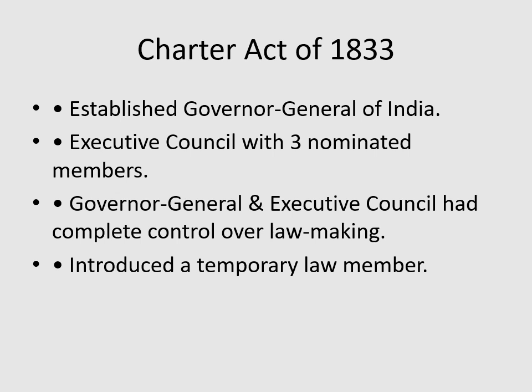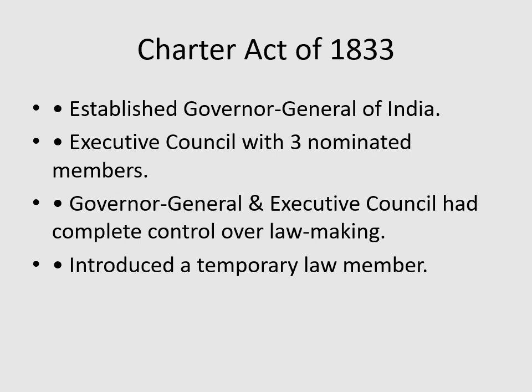Now we are going to look at the history and formation of these acts that led to the Indian Councils Act, and how they played a role in constructing constitutionalism in India. The 1833 Charter Act made the Governor of Bengal the Governor General of India and gave him an executive council with three nominated members. The nominations were done by the Governor General himself. The Governor General and the Executive Council had complete control over lawmaking and its execution.